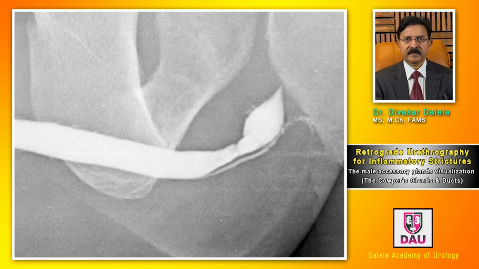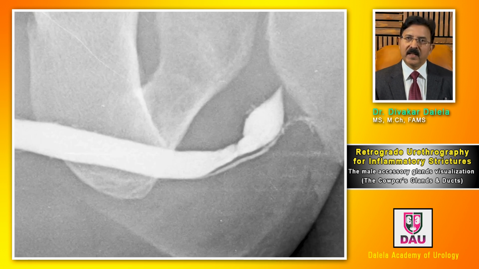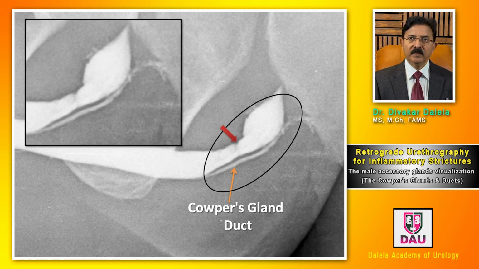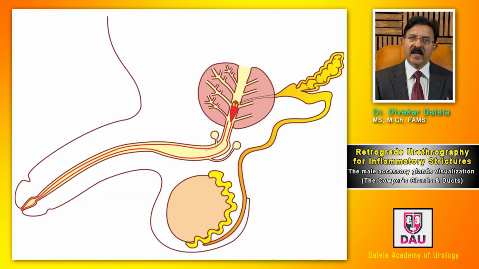This is another urethrogram of a patient of inflammatory urethral stricture, where you will see the stricture urethra by the red arrow, and you will see the orifice of the Cowper's gland duct located distal to the stricture. So it's the same situation as before. If you encircle this area and then zoom, you will see the dilated duct and its orifice in relation to the stricture more appropriately. And look at this diagram.